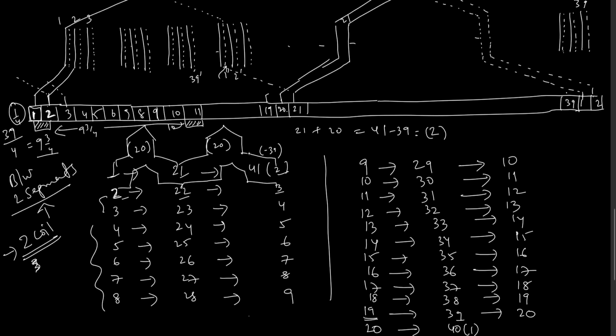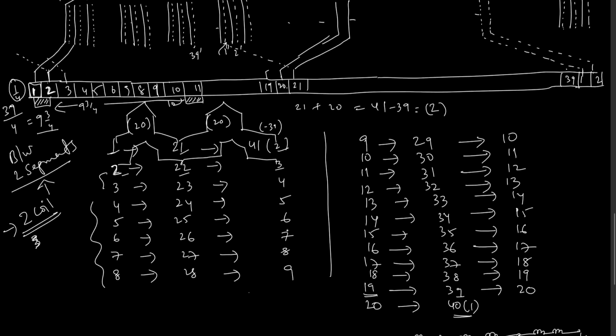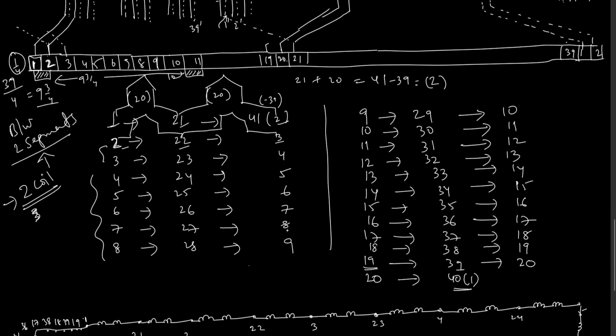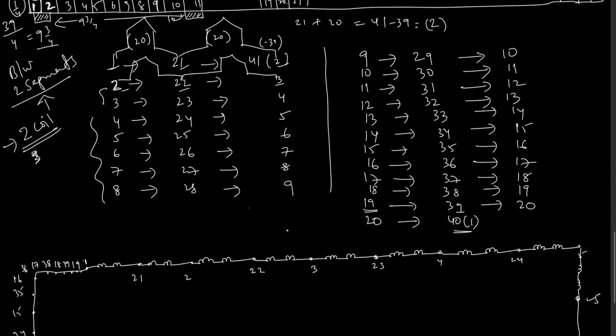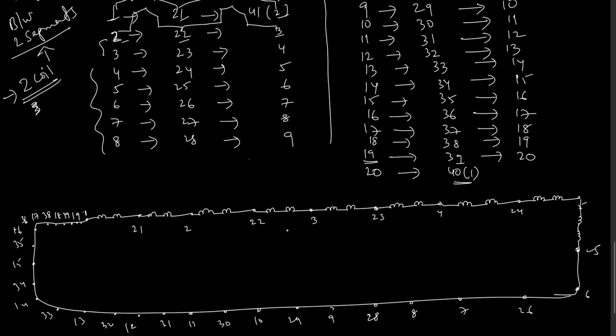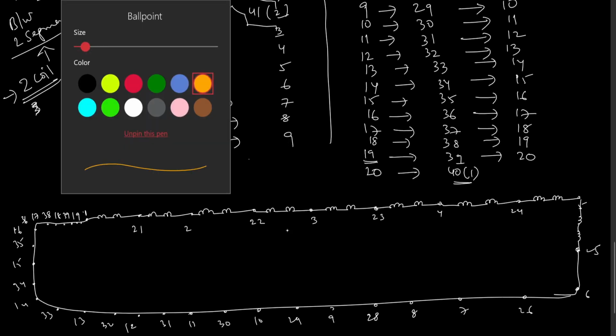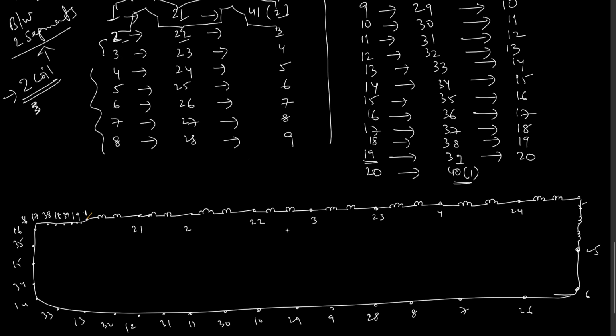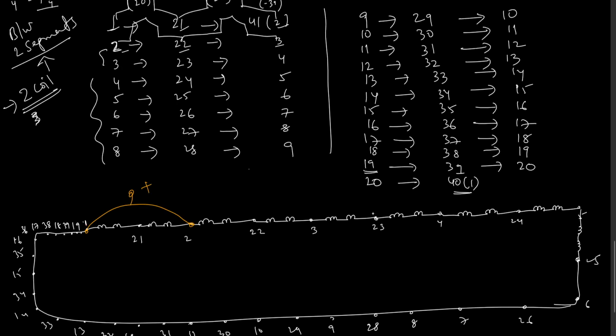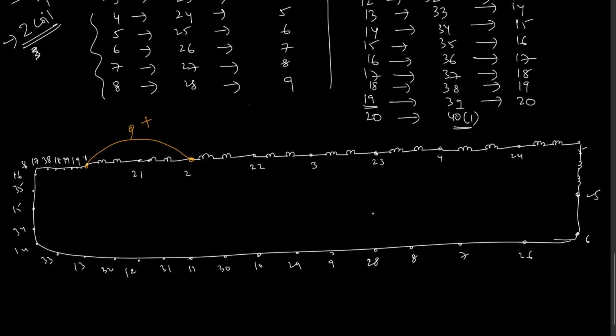Now first brush is at 1 and 2, shorting 1 and 2. Let me take another color. So they are shorted now. This is shorted, 1 and 2. Now this is positive. Next brush is kept at 11. 11 is 10, 11 here.